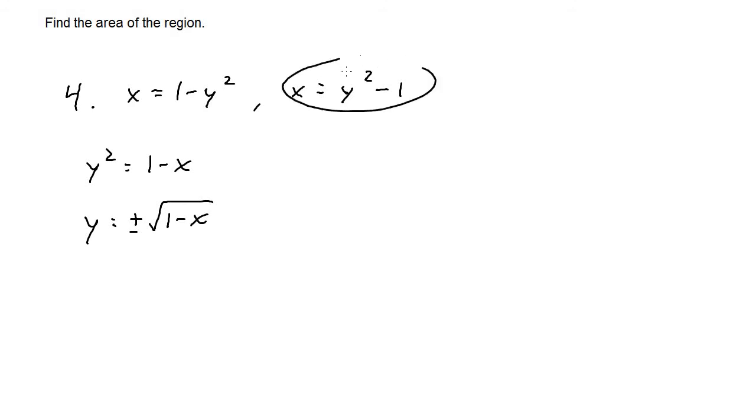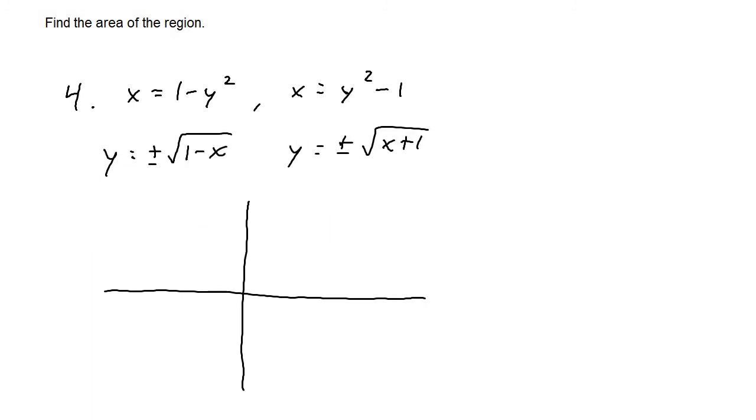Now for the second equation here, if I go ahead and isolate y squared, it is going to equal x plus 1. And then if I isolate y and take the square root, y is going to equal plus or minus the square root of x plus 1. Now if I were to graph both of these functions, let's just start with the right one here.